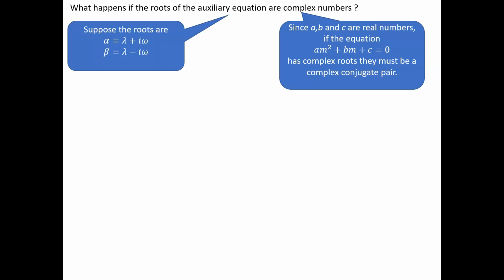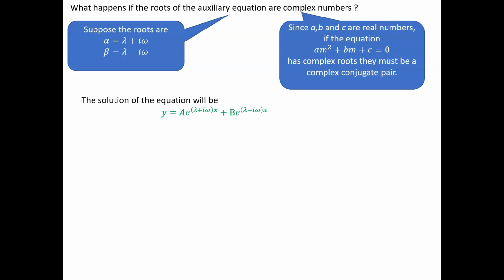Finally, we need to think of what happens if the roots of the auxiliary equation are complex numbers. Well, since a, b and c are real numbers, if the equation am squared plus bm plus c equals 0 has complex roots, then they must form a complex conjugate pair. So let's suppose for a moment that the two roots are alpha, which is equal to lambda plus i omega, and beta, which is lambda minus i omega.